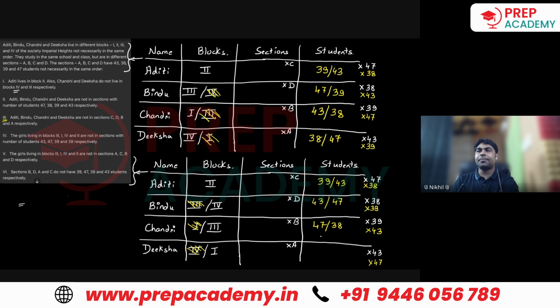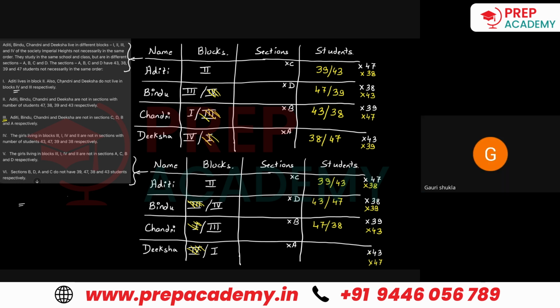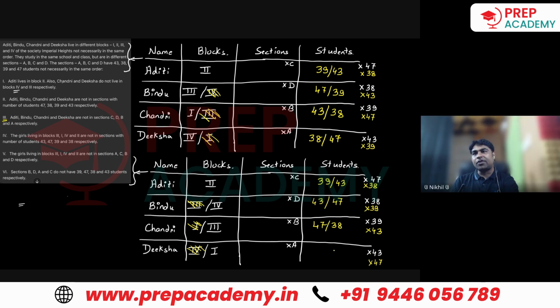Understood why? Yes, sir, to make different cases. Now 38 and 39 have to be there. 38 here I cannot put behind, so I'll put 38 here and 39 here. Again, we have got 38, 39, 43, 47, 38, 39, 43, 47, each of them coming one time only. So till now, no issues. We have got four cases, two in the first case, two in the second case. Now, the girl living in block 3 are not in the section A. So block 3, not section A.